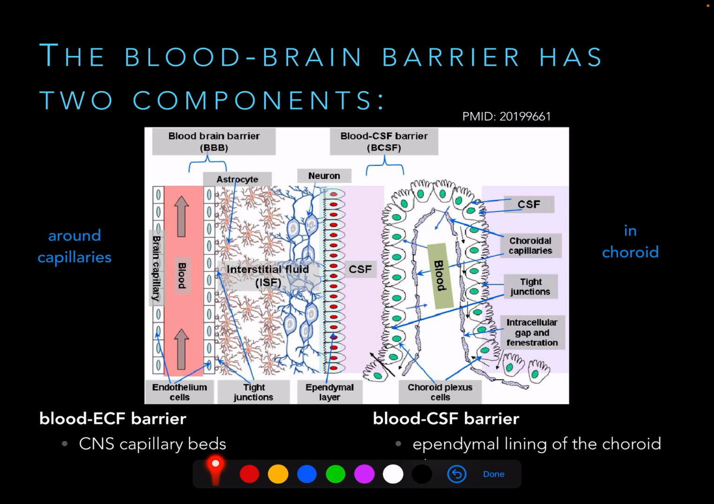We also have a barrier in the choroid plexus, the blood CSF barrier. So here we have these fenestrated or permeable blood vessels like you'd see in the periphery, so stuff can freely exit the blood. But here it encounters the ependymal cells. And the ependymal cells here in the choroid plexus have tight junctions between them, preventing free diffusion of stuff out of the blood into the CSF. So there are a couple barriers, and what they both do is keep the CSF and the extracellular fluid free of junk.